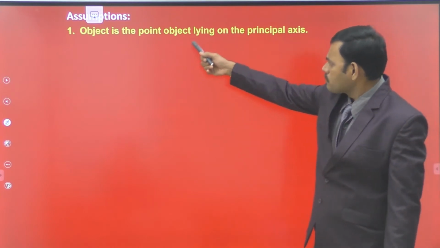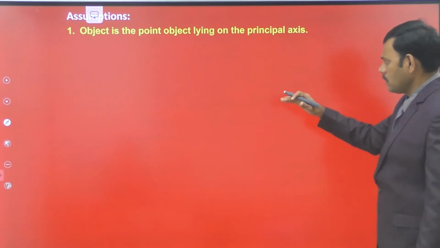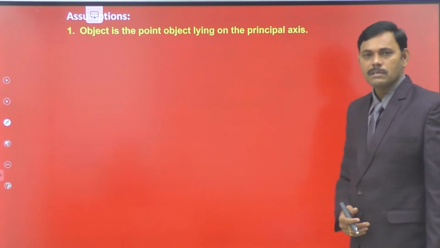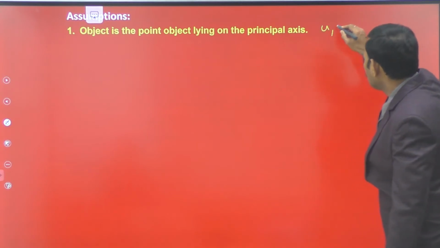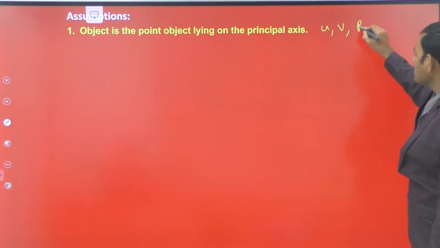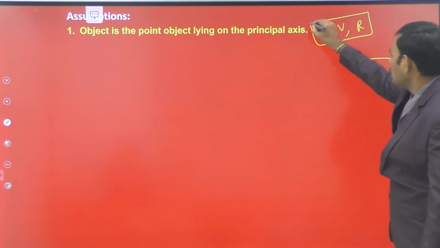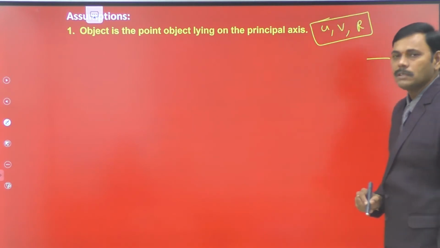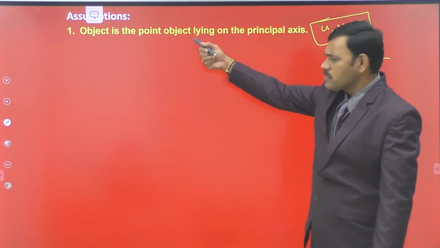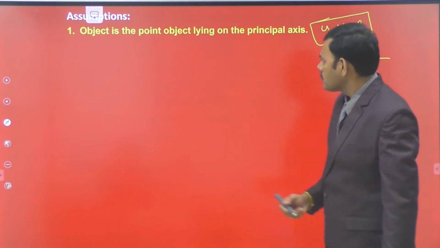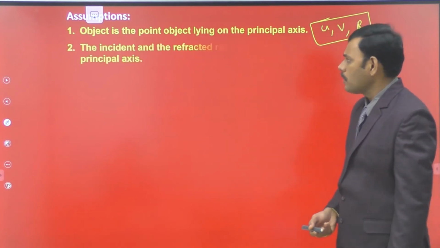The first one is the object is a point object lying on the principal axis. Especially for the coming derivations, to get the relation among these three physical quantities, object distance, image distance and radius of curvature of the refracting surface, we consider certain assumptions. Here these are the assumptions. The first assumption is the object is a point object lying on the principal axis. We must keep it on the principal axis.